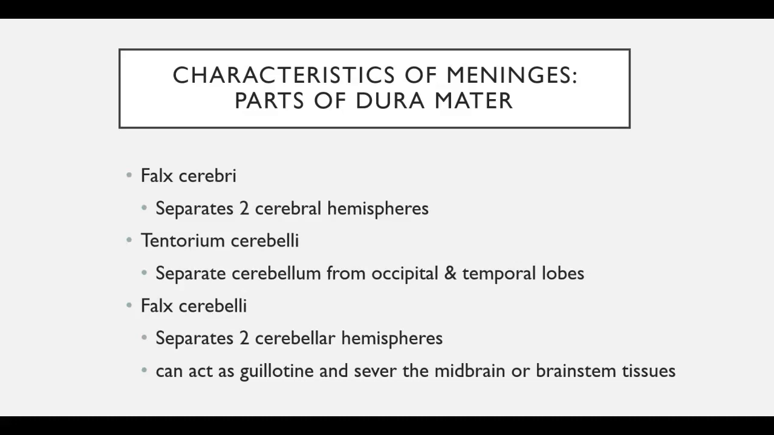And then in this slide, we're also mentioning again the meninges and the fact that it's also tightly adhering to the brain. And because you have this tight membrane that's separating the two hemispheres, even separating the areas between the cerebellum and the occipital and temporal lobes, and the falx cerebelli, even separating the two cerebral hemispheres. Because these membranes are so tight, for example, the falx cerebelli could act as a guillotine and sever the midbrain or the brainstem if there was any shifting of the brain tissue.